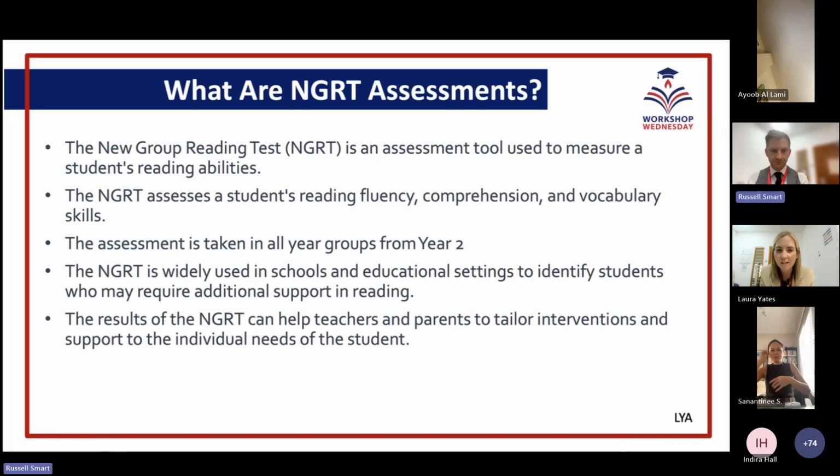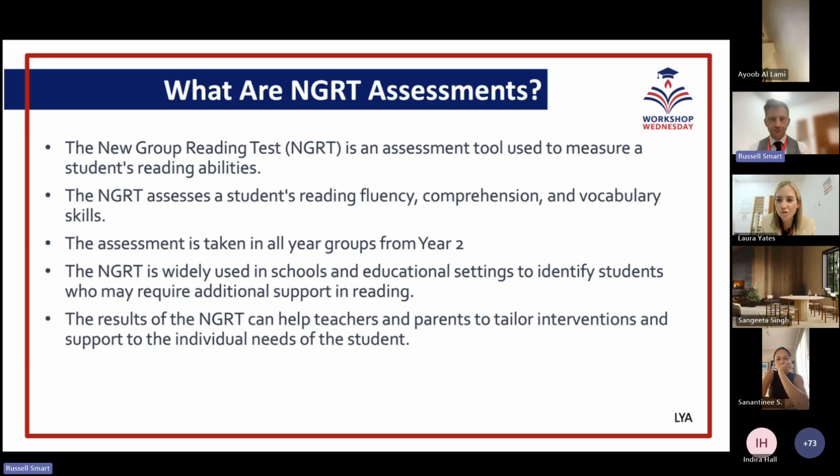NGRT is used widely in schools and educational settings to identify students who might require support in reading, and we can put interventions in place for those students to make sure they're getting the support they need. But it also enables us to identify those students who might need extra challenge as well in their reading lessons.